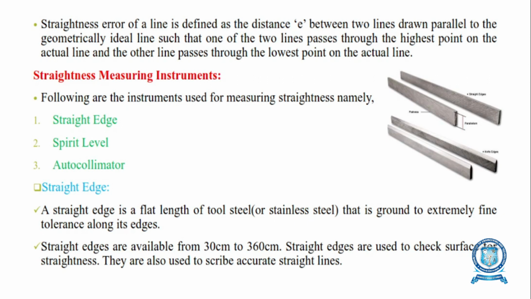First, the straight edge. This straight edge is a flat length of tool steel, looking like stainless steel, that is ground to an extremely fine tolerance along its edges. These straight edges are available in the market from 30 centimeters to 360 centimeters in length. It is used to check the surface for straightness, and it is used to scribe accurate straight lines.